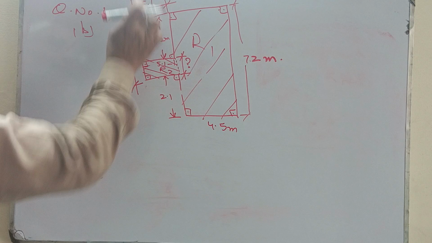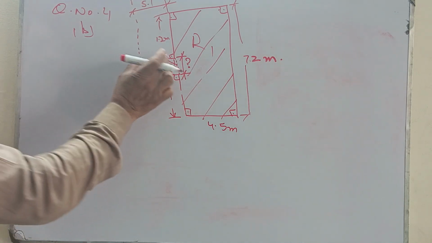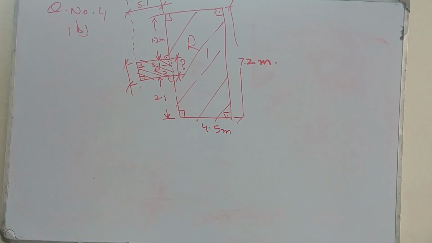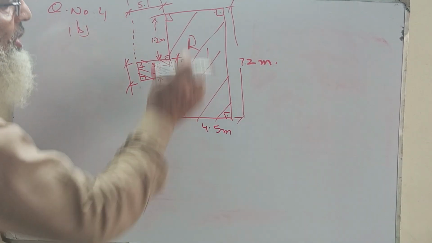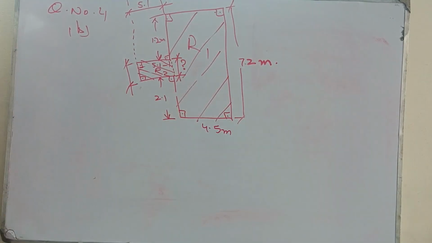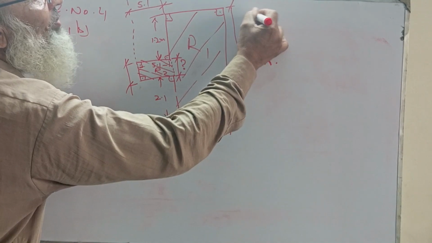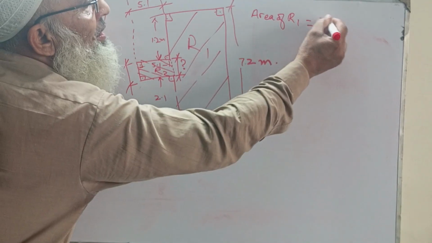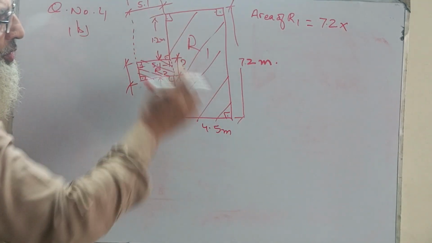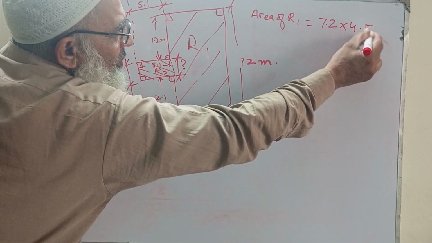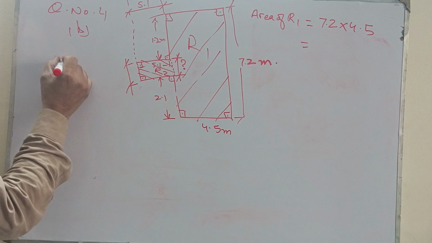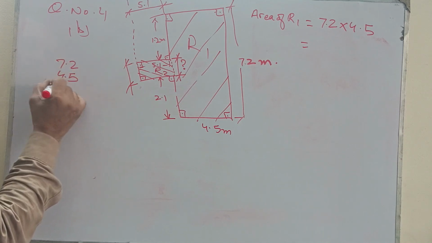This is given, this is 5.1, and I have also written it here. This measure from here to here is 5.1. Yes, it is visible to you. Now what will we do? I have considered this as the larger rectangle, R1, area of R1. We know that this is 7.2 multiplied by 4.5.